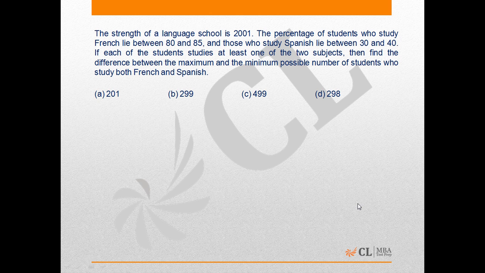In this problem, the strength of a language school is 2001. The percentage of students who study French lie between 80 and 85%, and those who study Spanish lie between 30 and 40%. If each of the students studies at least one of the two subjects, then find the difference between the maximum and the minimum possible number of students who study both French and Spanish.